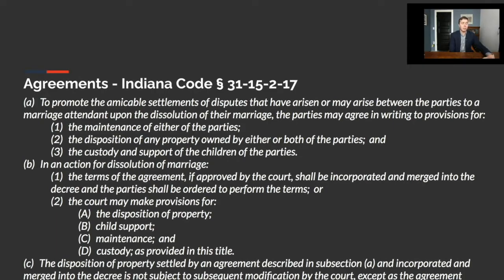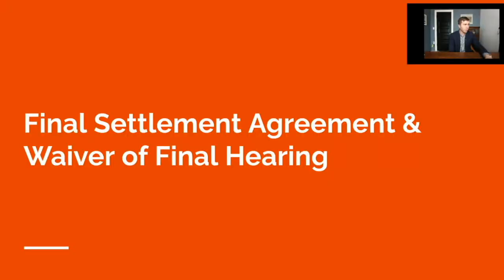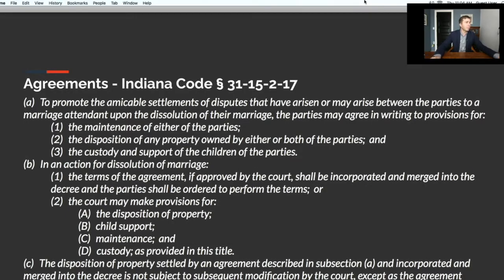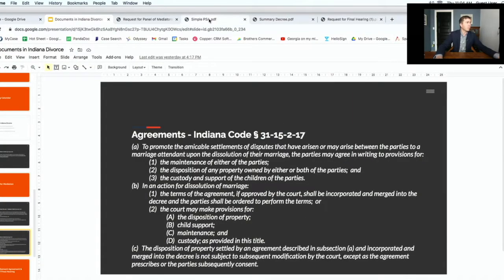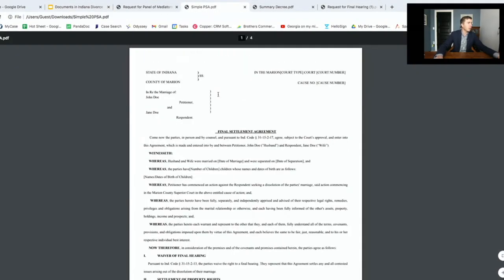So one of the ways you can file your divorce is through mediation. The second would be through just working out a property settlement agreement on your own. I'm going to show you a sample of what this would look like. Here is a sample final settlement agreement for an Indiana divorce.